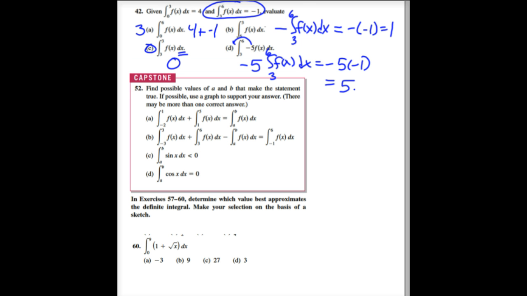For number 52, we'll just do two of them. Let's do A and C, just to do a couple. So these are from your book, by the way. This says, find the possible values of a and b that can make the statement true. If possible, use a graph to support your answer, and you could have more than one right answer. So letter A is going from negative 2 to 1, and then from 1 to 5. Well, I could just go from negative 2 straight on to 5 and do one big region instead of one chopped into two pieces. So for this one, my a would be negative 2 and my b would be 5.